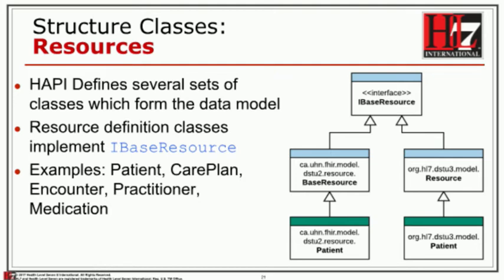So FHIR defines a resource called patient. We've got a class called patient. FHIR defines a resource called encounter. There's an encounter class, so on and so forth. All of these classes extend from one base interface called IBaseResource, and then there are package names.